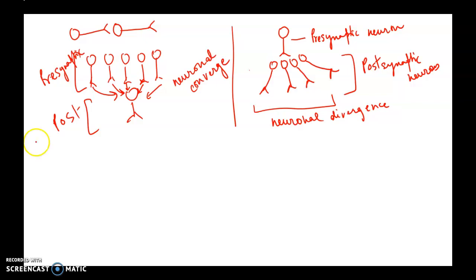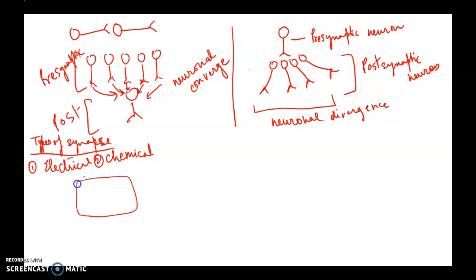Now let's look at types of synapse. Synapse can be mainly of two types. We have electrical and chemical. Electrical synapses are easy. Now, in case of electrical synapse, we have cells attached to each other by their plasma membrane. So the cells are in physical contact with each other. And connecting the cells, we have these channels. These are called gap junctions.